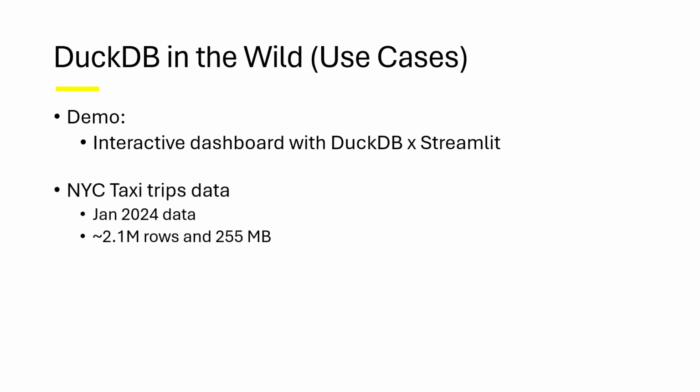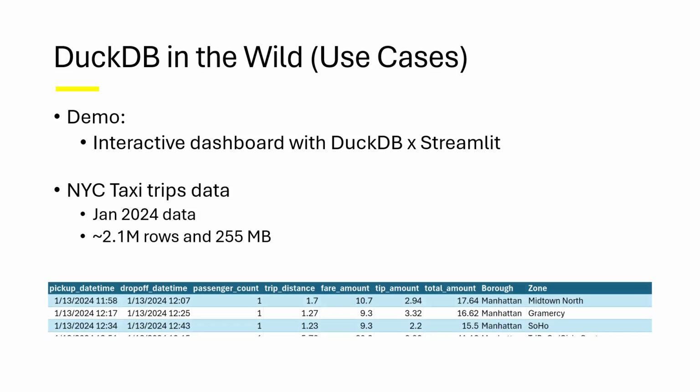I'll show a dashboard using New York City taxi trips data. I pulled this down from just the New York City government website. They provide taxi data month by month, where each row is an individual taxi trip one way. I pulled the January 2024 data, which is roughly 2.1 million rows and 255 megabytes. And it looks like this, where it's the kind of data you might expect from a taxi trip, where you have your pickup time and drop-off time, you have your passenger count, trip distance, fare amount, etc. So that's the kind of data we'll be working with here.